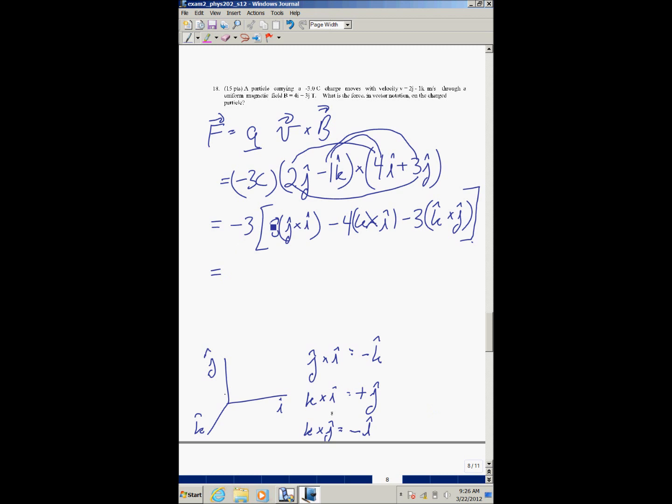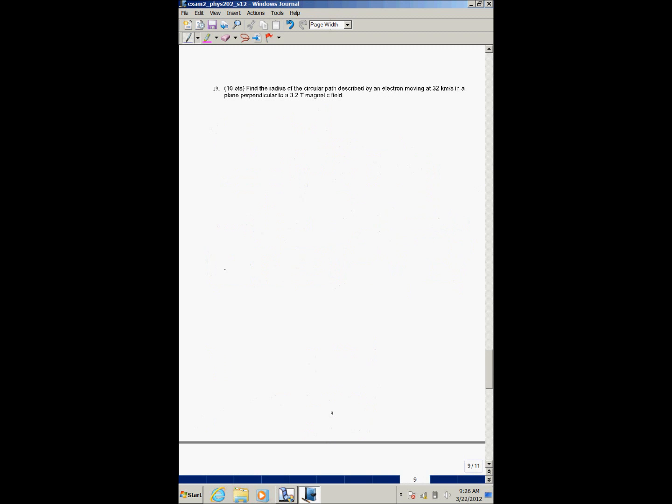Alright, so with that, I can do this. I have -3 times 8, that's -24, times -K, that's 24K, positive 24, the negatives cancel. 3 times 4 is 12, that's positive 12, times K cross I, which is J, so that's plus 12J. -3 times -3 is positive 9. K cross J is -I, so it's -9I. That's in newtons. That's the force on the particle.